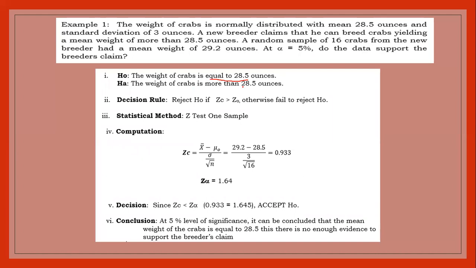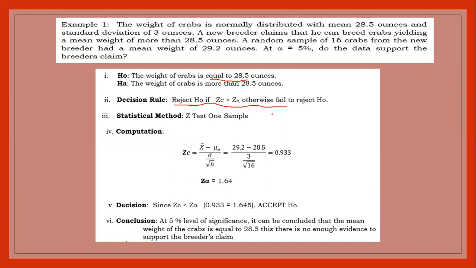More than 28.5. Bakit more than 28.5? Kasi sabi dito sa second statement, a new breeder claims that he can breed crabs yielding a mean weight of more than 28.5. Okay, so this will also be our alternative hypothesis. Okay, take note of your alternative. Diba? It's greater than. So ito po yung decision rule na ginamit natin.